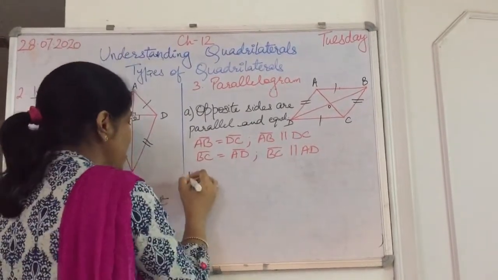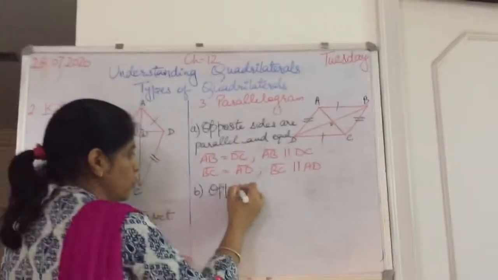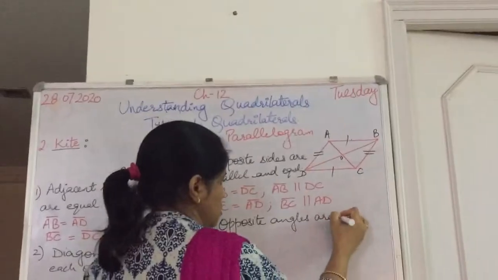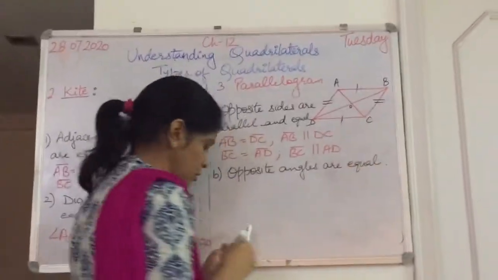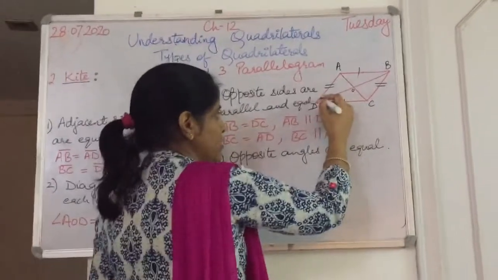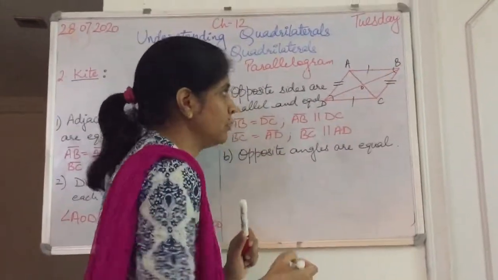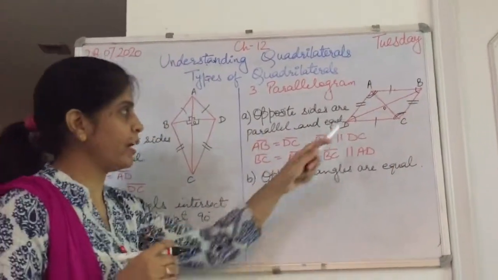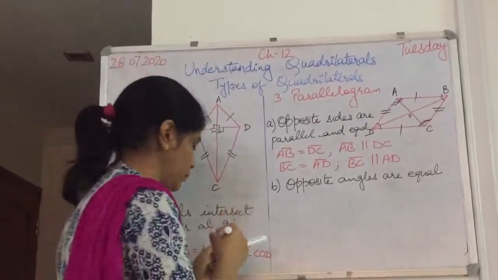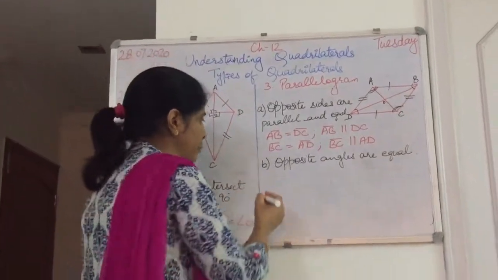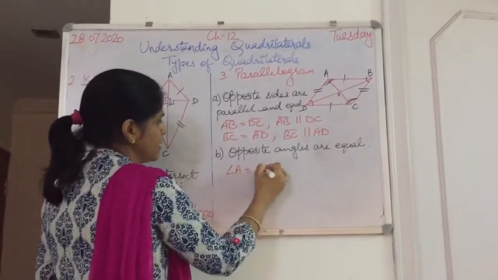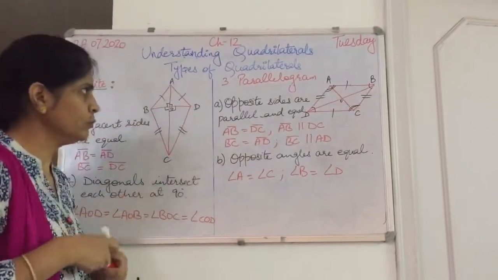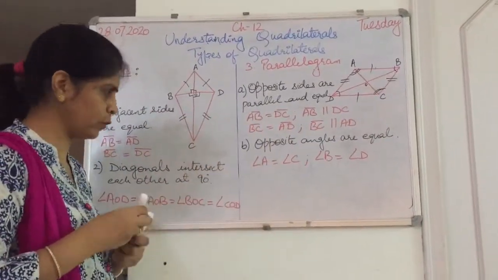Now the second condition says opposite angles are equal. Now we mark angles. Angle D is equal to angle B and angle A is equal to angle C. Students, whatever diagram I am drawing, please draw the same diagram. Then only you will easily remember. So angle A is equal to angle C, angle B is equal to angle D. Or you can write AOC is equal to, like that also.